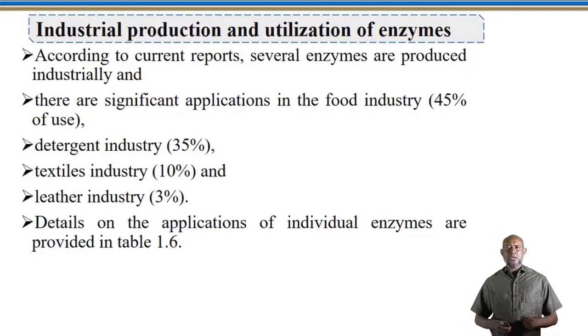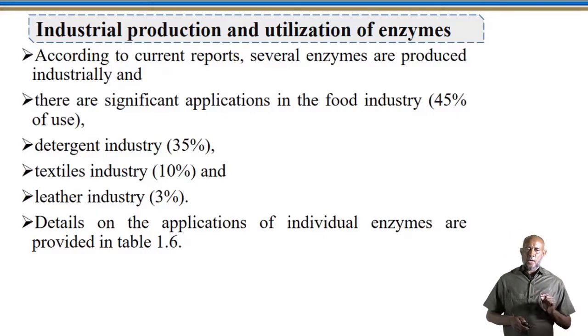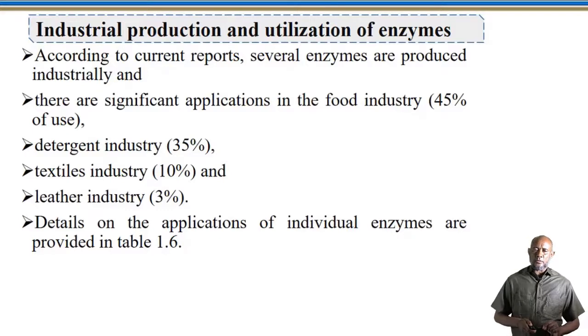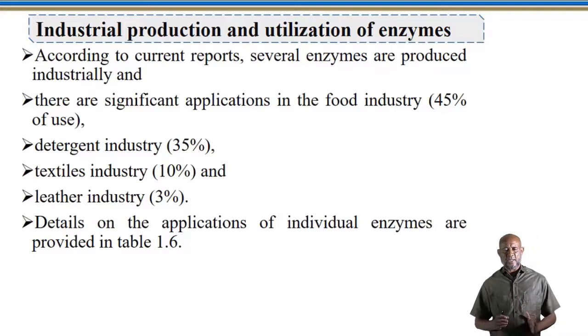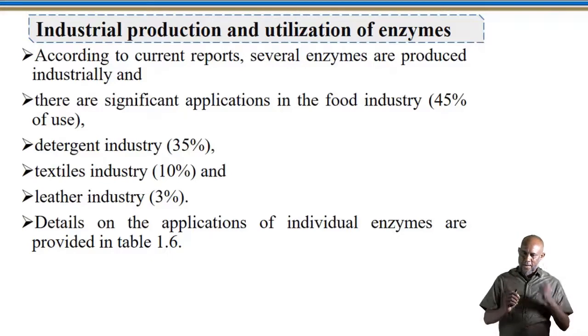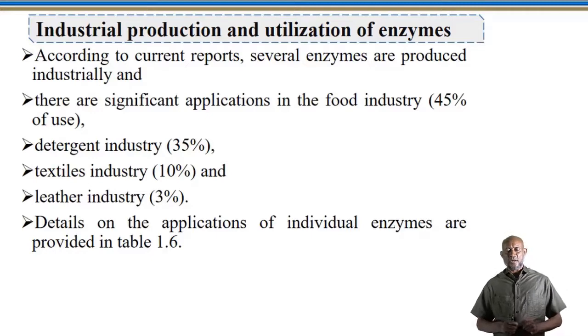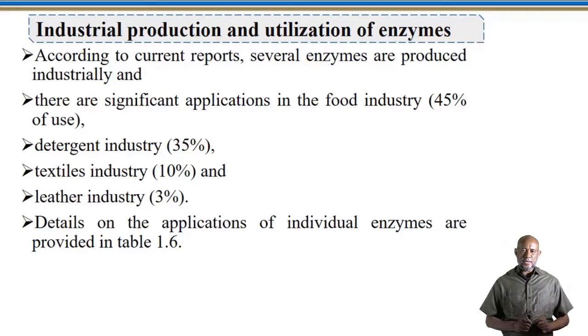Now let's look at industrial production and utilization of enzymes. If you look at the current report about enzymes, several enzymes are produced industrially. There are significant applications in the food industry, about 45% of use. Look, the enzymes involved in the food processing industry are about 45%. In the detergent industry, 35%. In the textile industry, 10%. And the leather industry, 3%.